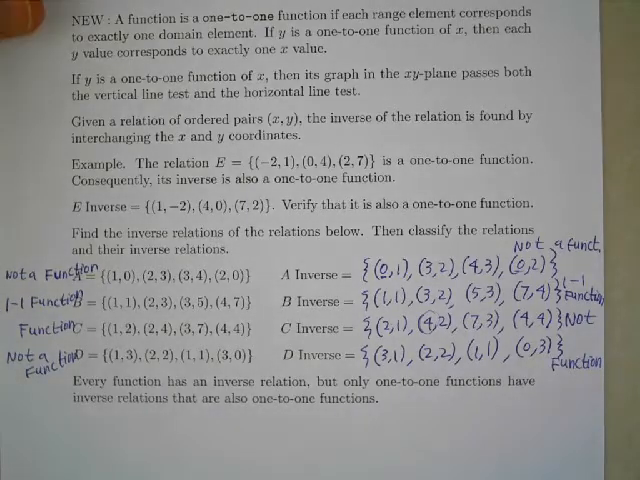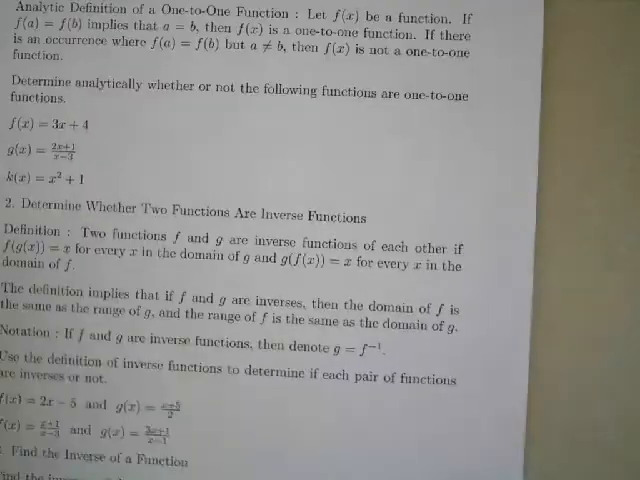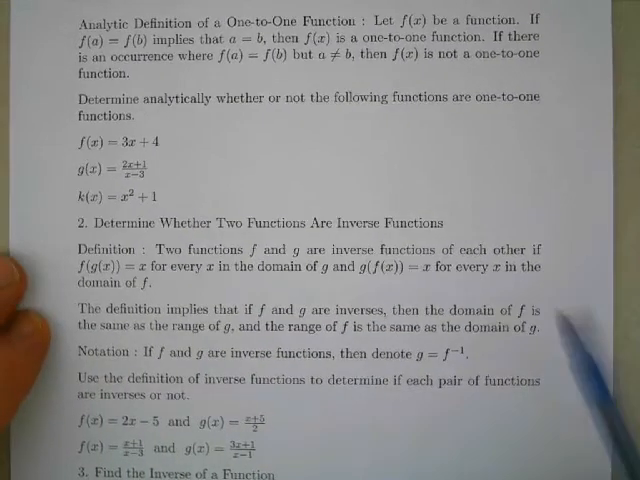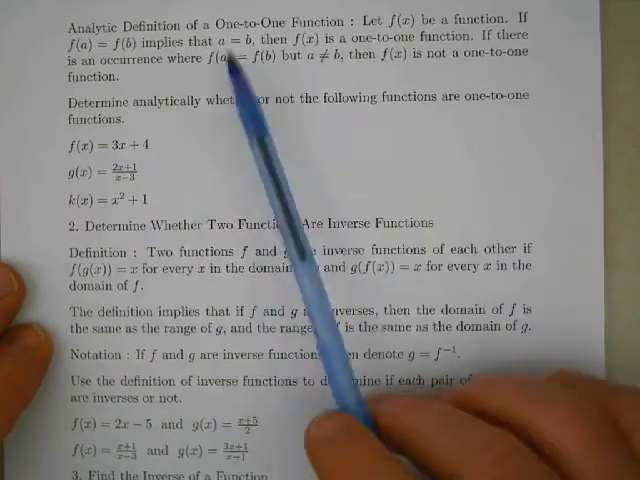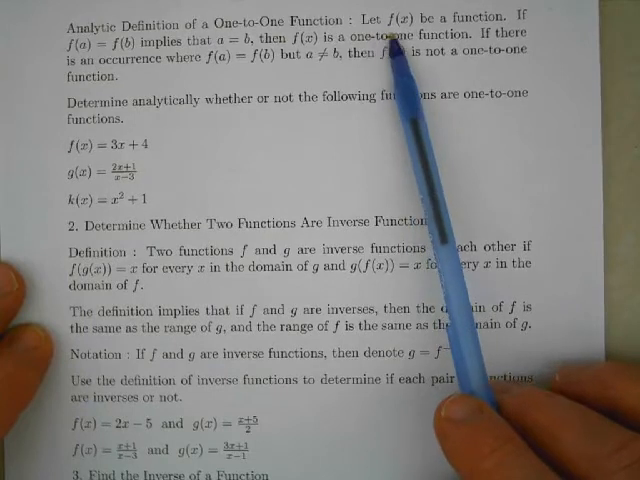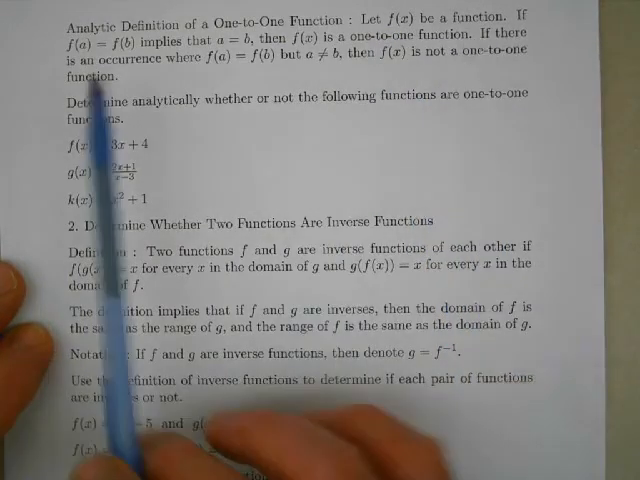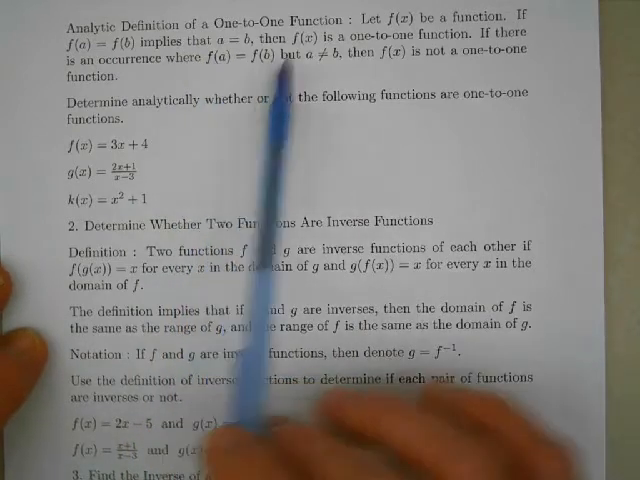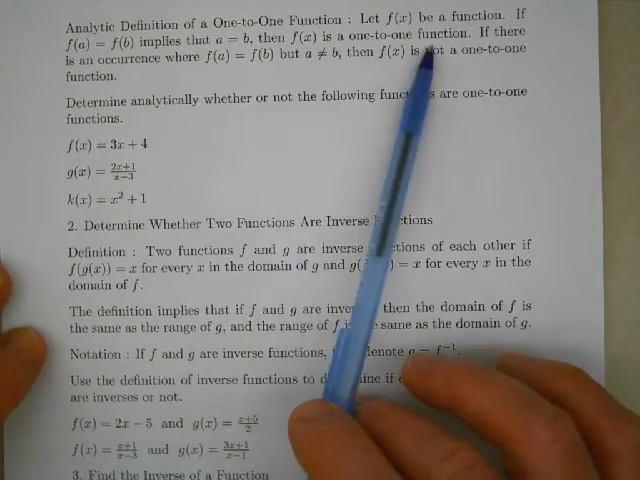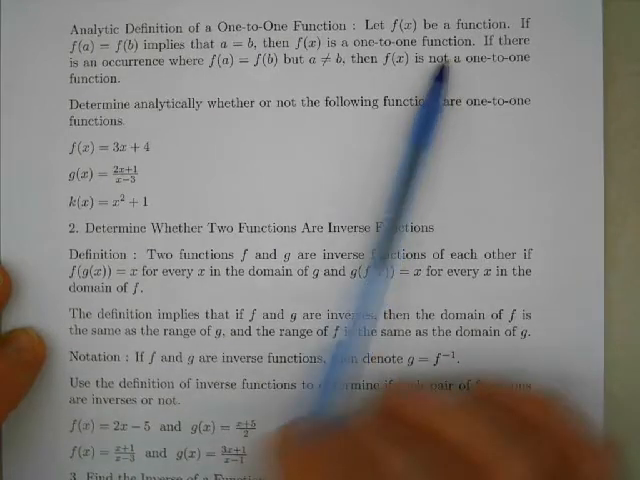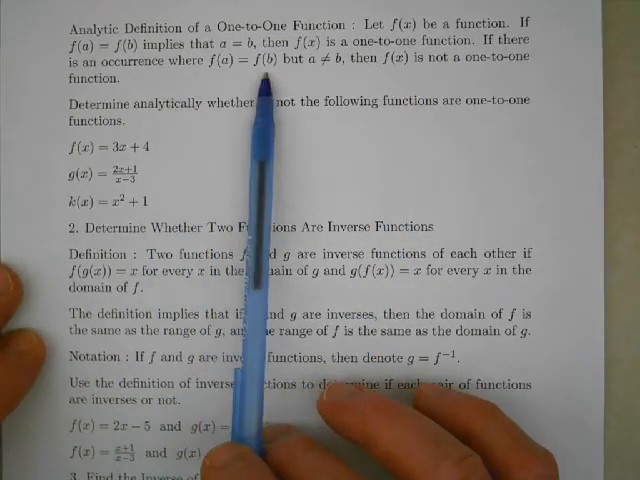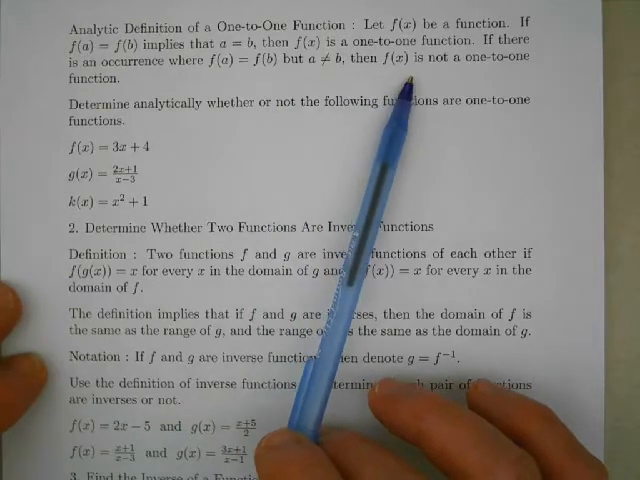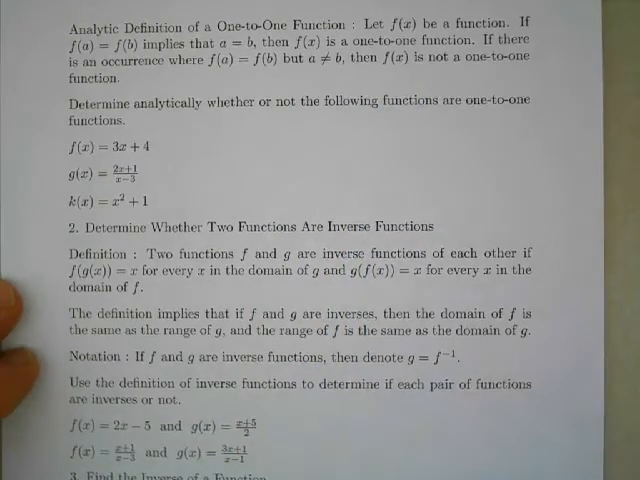Okay, we have an analytic definition of a one-to-one function. Let f of x be a function. If f of a equals f of b implies that a equals b, then f of x is a one-to-one function. If there is an occurrence where f of a equals f of b, but a does not equal b, then f of x is not a one-to-one function.